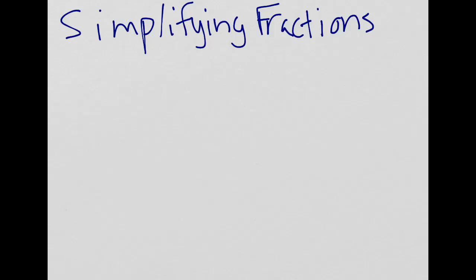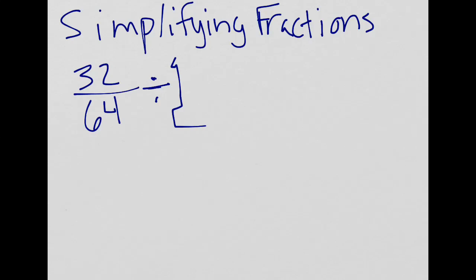I'm going to go ahead and take 32 over 64 and try to simplify it. Now, I can find the GCF, or the greatest common factor, of 32 and 64. If I find the GCF, then I won't need to simplify more than once. But for this, I'm going to actually show you that you can simplify more than once. So I'm going to divide it by a onesie that I know can go into both 32 and 64.